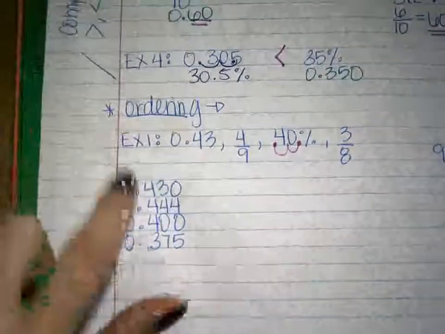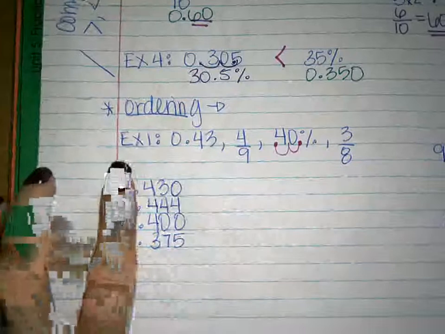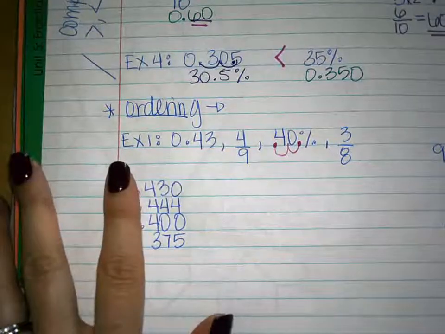Okay? Everyone put your finger, because all these zeros are the same, right? So put your finger over that 0 in the decimal.